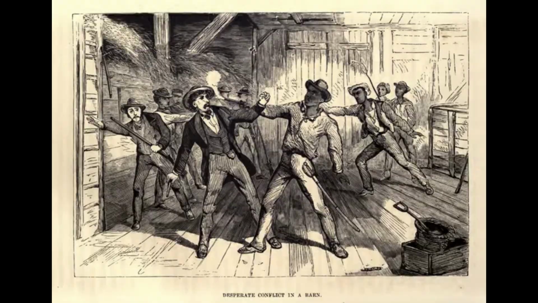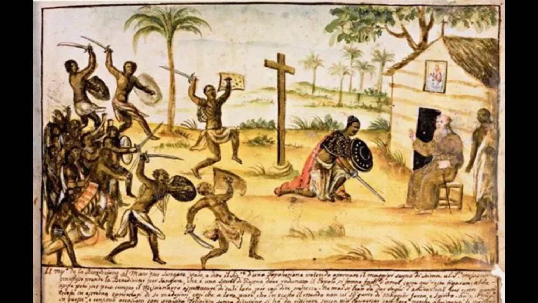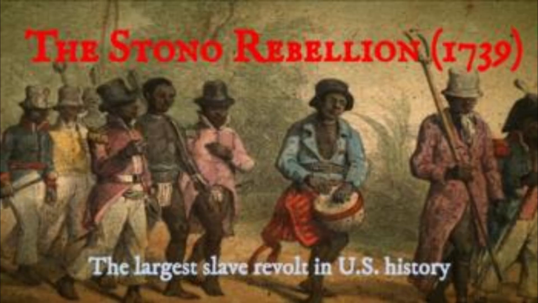One major factor leading to the Stono Rebellion was the promise of freedom in Spanish Florida. Spain, which controlled Florida at the time, had been encouraging enslaved people from British colonies to escape and join them, offering them liberty in exchange for military service. Additionally, tensions were high in 1739 due to increased restrictions on enslaved people and rumors of impending war between Britain and Spain. The rebellion unfolds.